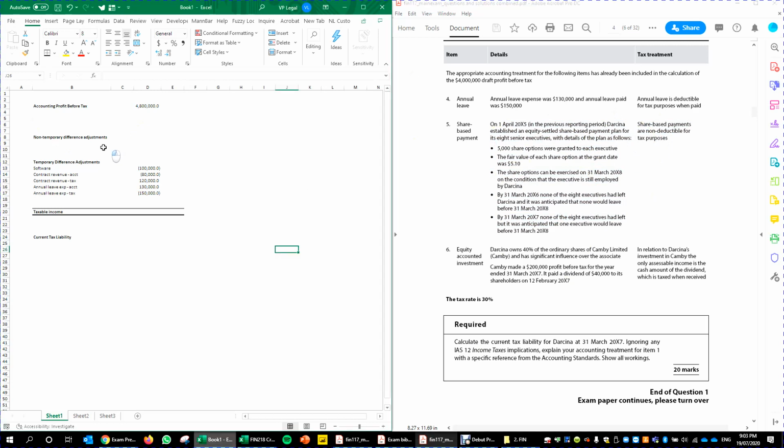So for this one, it's actually going to go into the non-temporary differences, because for tax, it's treated one way, and for FIN, it's treated another. So they're never going to be the same. They're never going to overlap, depending on timing. It's just not going to be the same.